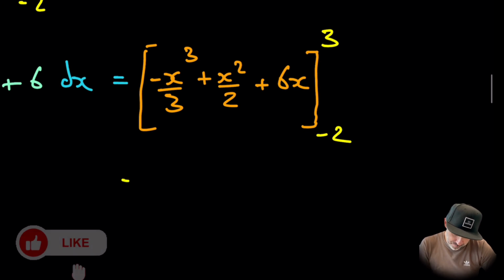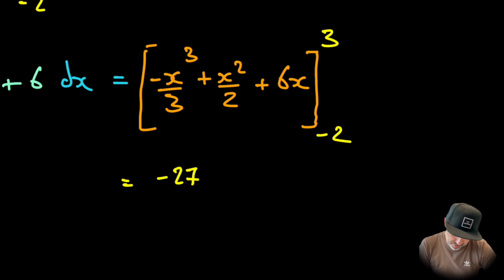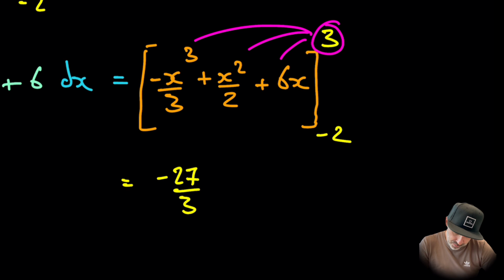So I'm going to get -3 cubed, so that's -27 over 3. We'll deal with all of that in a moment. We're still in the stage where we're plugging 3 into all of this. So we're going to get 3 squared, which is 9 over 2, and then plus 3 times 6, 18. Right, that's all in the first bracket.